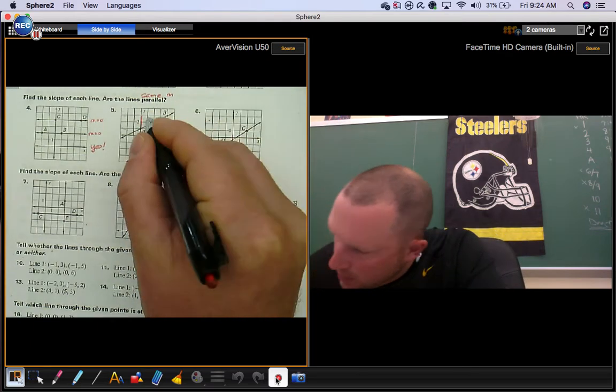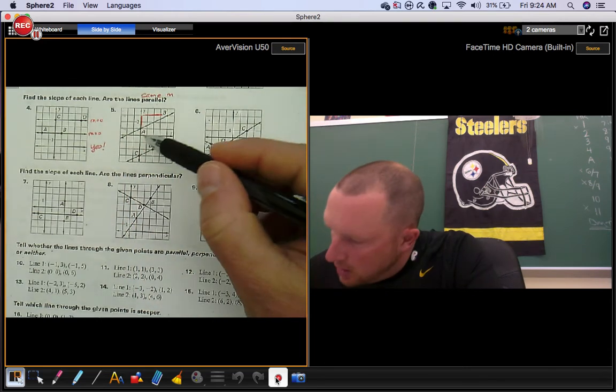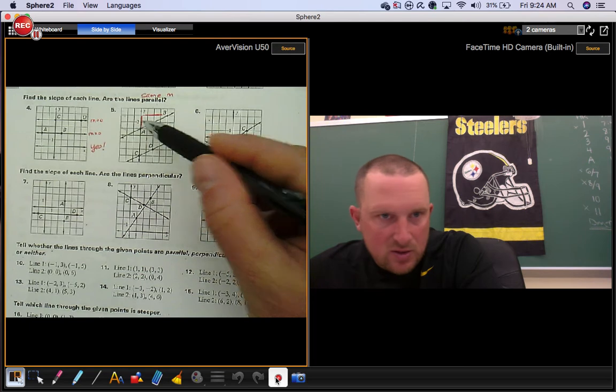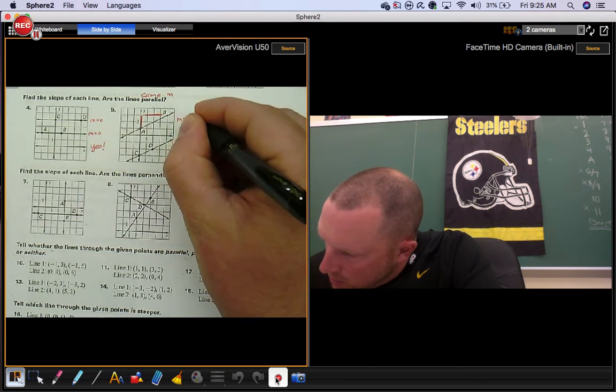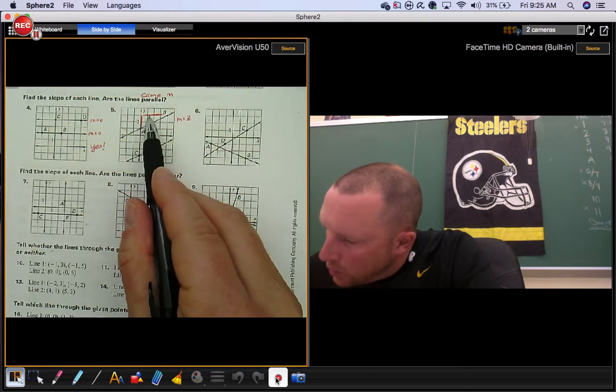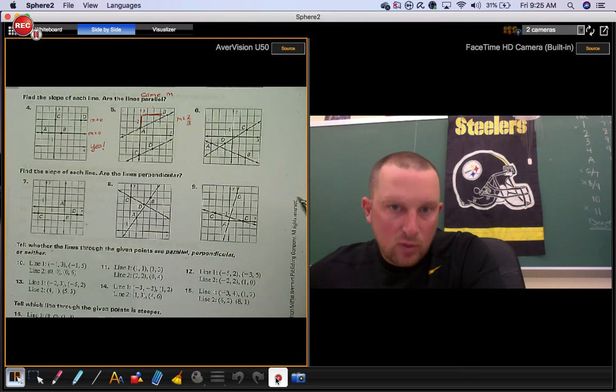I'm going to count up and to the right. So notice how I make that little triangle there. I am counting by 1s because there's the point 2. So I'm going up 1, 2. And I'm going over 1, 2, 3. The slope of that top line is 2/3.